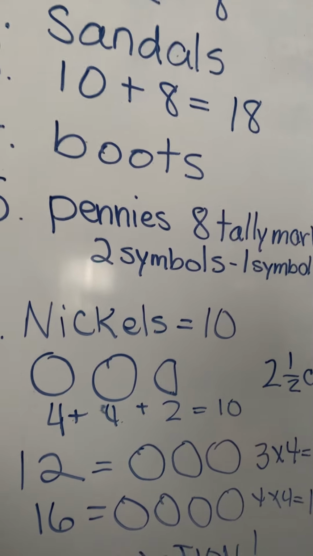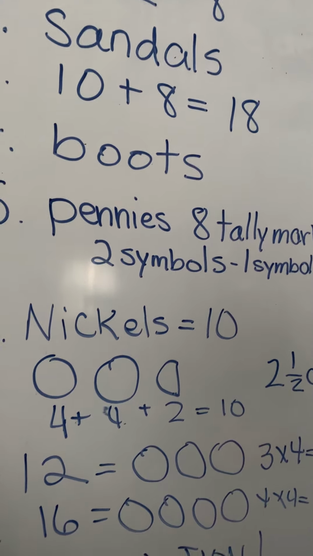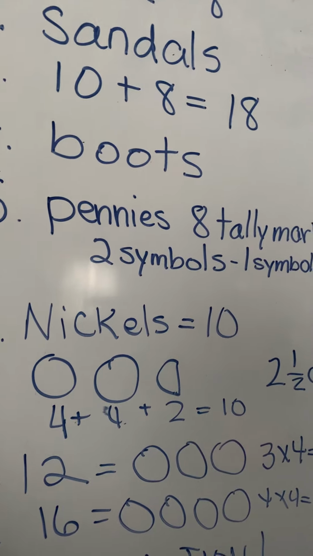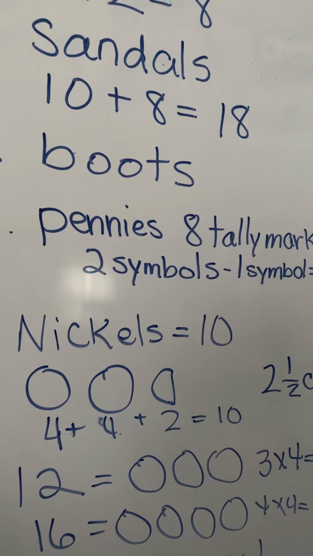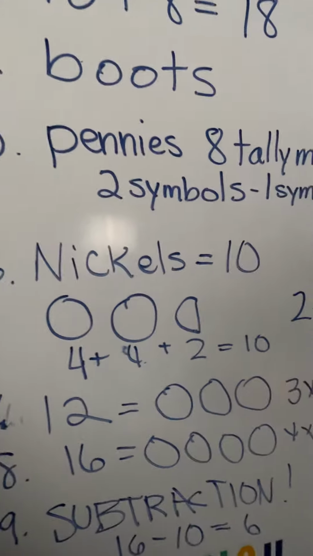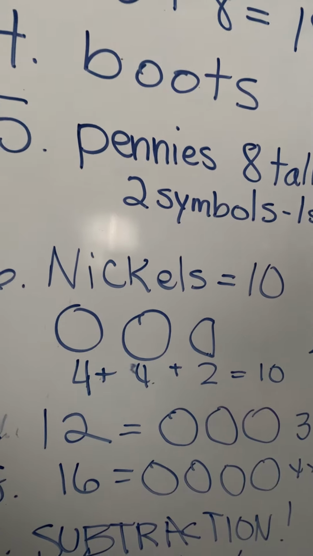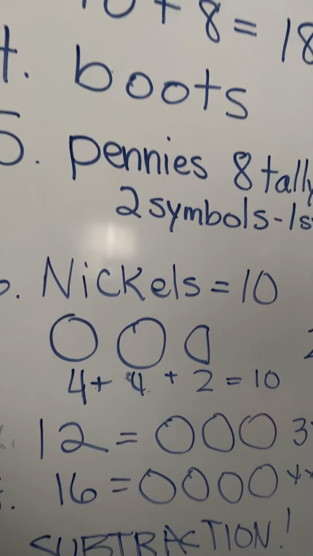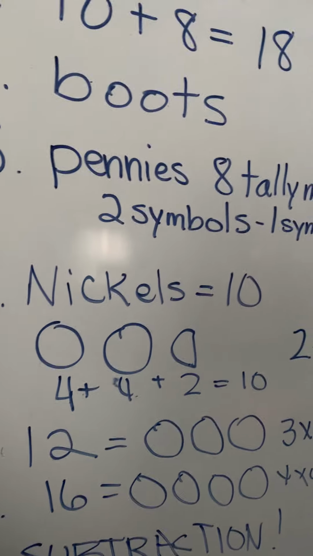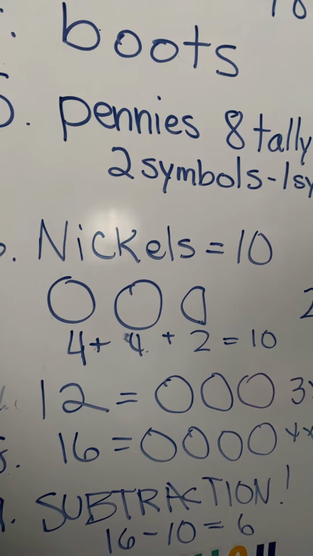Finally, the last question on that page says, how many more quarters than dimes does Andrew have? Now, we all know that when we hear how many more, it means subtraction. That's right. So we're going to take the number of quarters, subtract the number of nickels. So that would be 16 minus 10, and we would get 6.